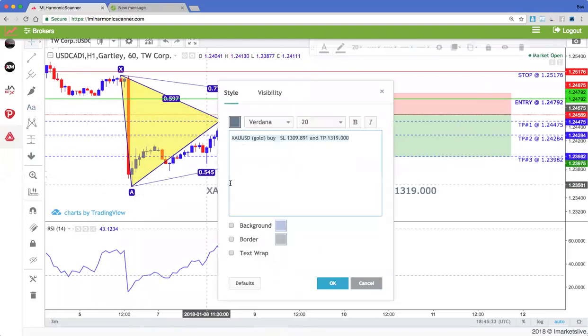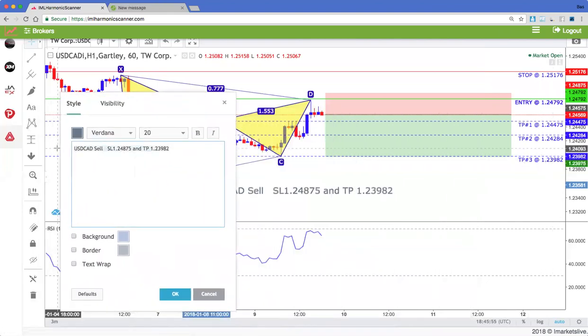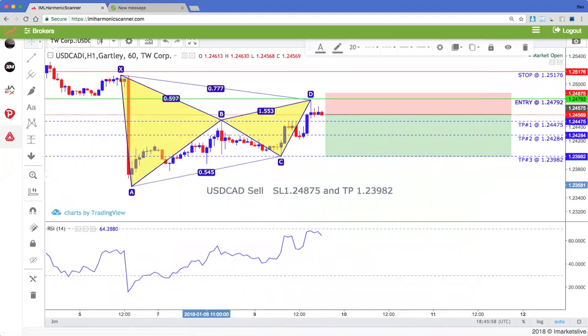So here we go again. We are now on US dollar, Canadian dollar, and it's a sell with the stop loss 1.24875. This number is like this line, and a take profit of 1.23982. I'm just using the harmonic scanners to take profit. If you're on demo, do it. If you're on a real account, you can definitely do this one too.